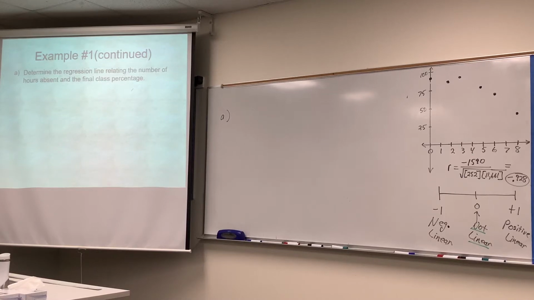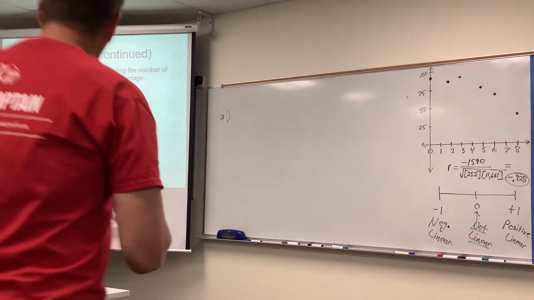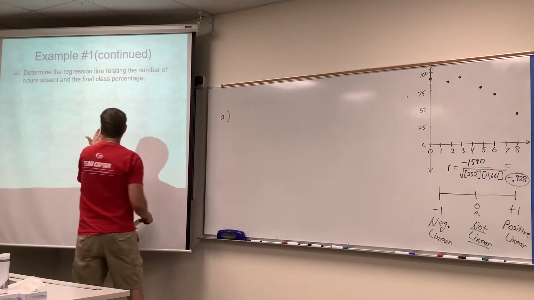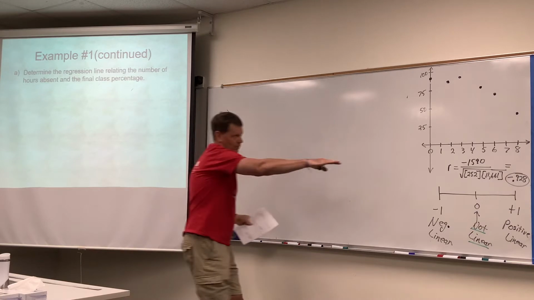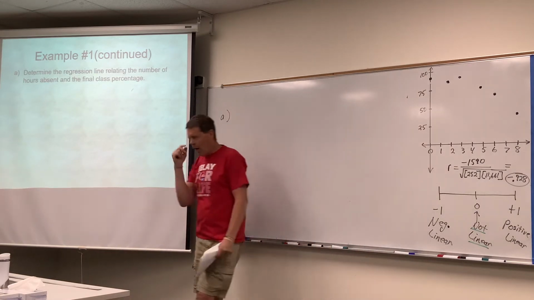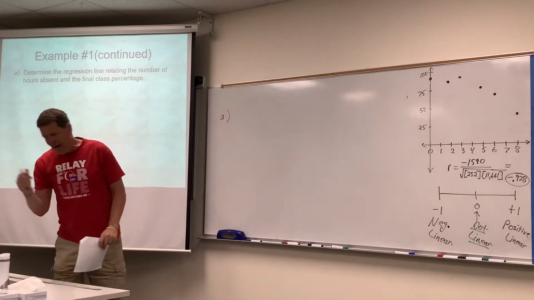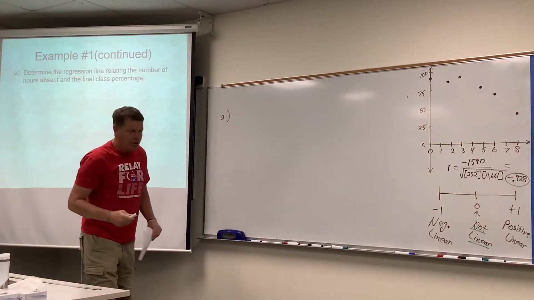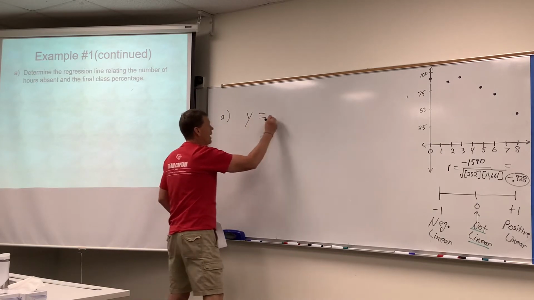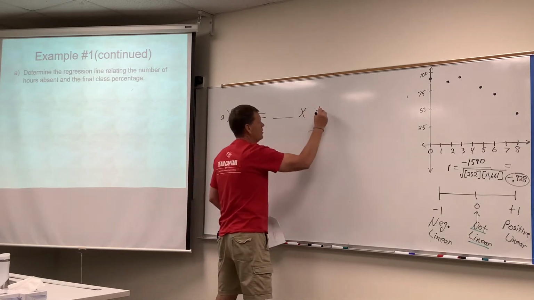Part 3 of example 1, correlation and linear regression. This says determine the regression line that relates the number of hours of absence, which we've called X, to the final course percentage, which we've called Y. All right, line. In algebra, you learned that a line was Y equals mx plus b.